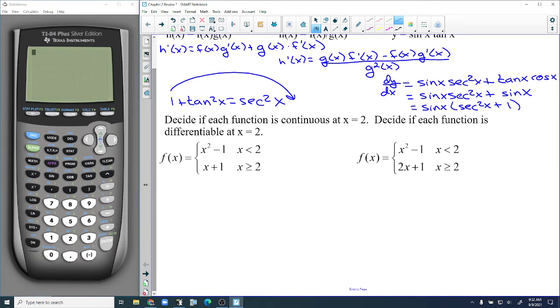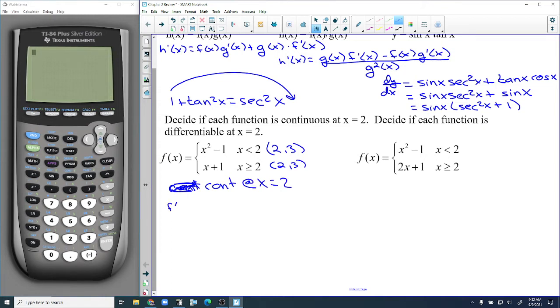Decide if each function is continuous at x equals 2. Decide if each function is differentiable at x equals 2. Well, let's plug 2 in. 4 minus 1 is 3, so I have the point (2, 3). And here we have the point (2, 3). So we're going to say continuous at x equals 2.